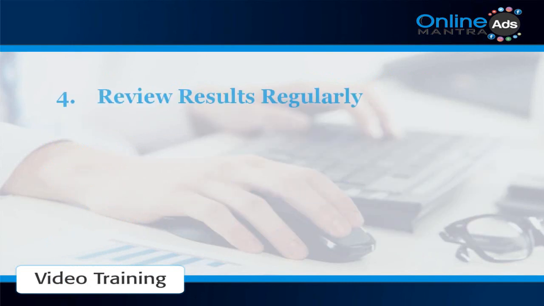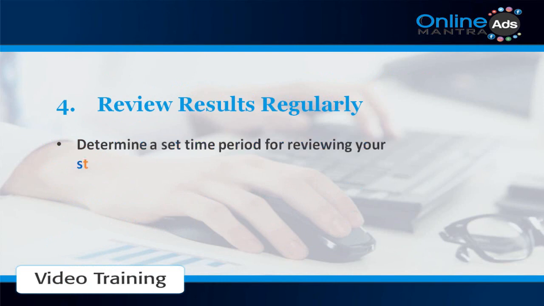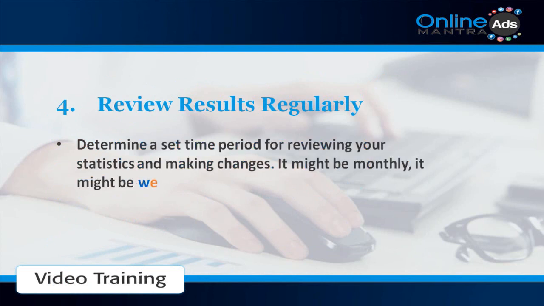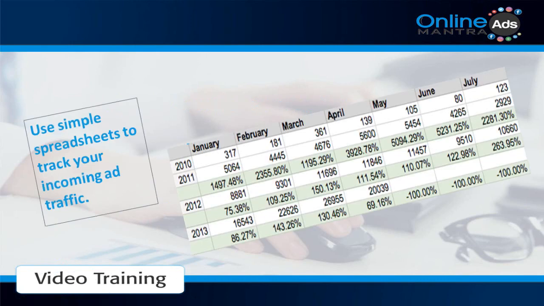Number 4. Review results regularly. Determine a set time period for reviewing your statistics and making changes. It might be monthly, it might be weekly. Be prepared to kill keywords that are underperforming. Use simple spreadsheets to track your incoming ad traffic.